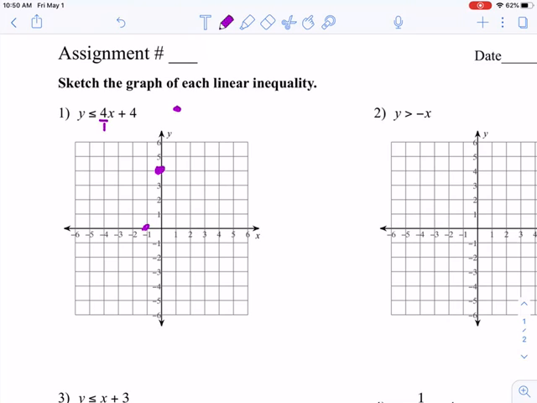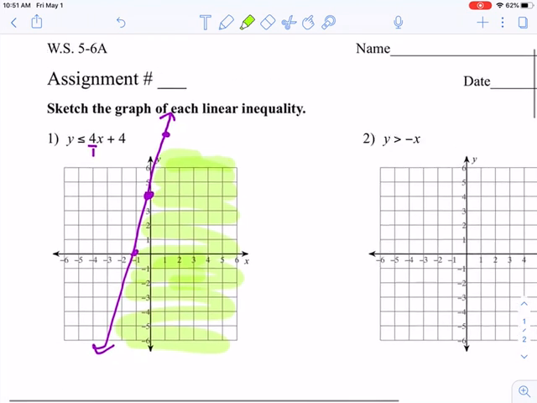Now that I have a couple points on my line, it's a solid line, since it's a less than or equal to. And if it's a less than, that means I'm going to shade underneath the line. So all the points in the shaded region and on the line would be solutions.